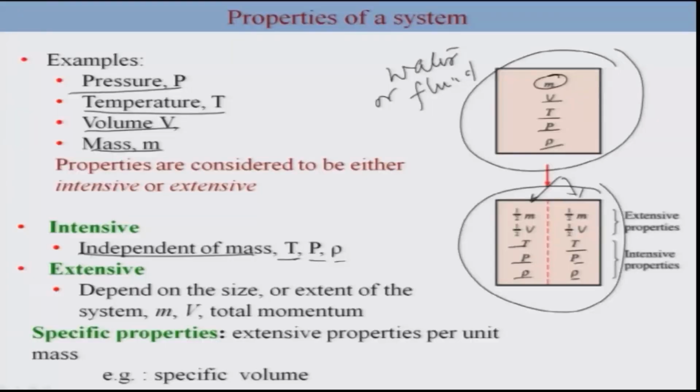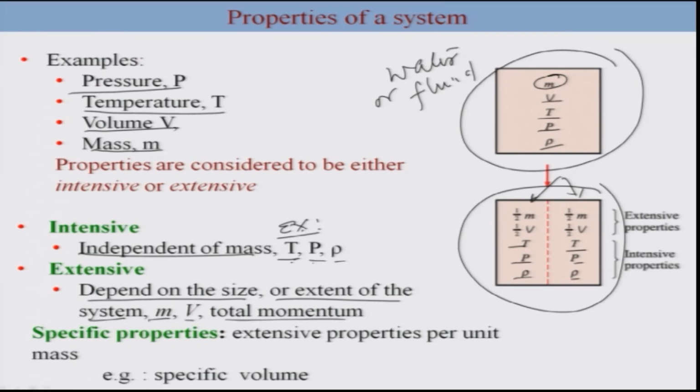So, intensive properties are independent of mass. Examples are temperature, pressure and density. And extensive properties are those which depend on the size or extent of the system. Mass, volume, total momentum, these are the extensive properties. Okay.